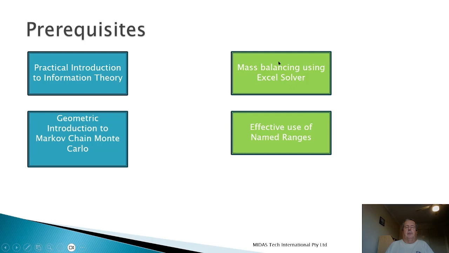Now, there's 2 other courses which are helpful, but they're easy to pick up. So mass balancing using Excel solver. I would suggest that if you're not familiar with Excel solver, you would want to do this course. And the other one is effective use of name ranges. Again, if you're not familiar with name ranges, do this course, although the concepts are easy to pick up.